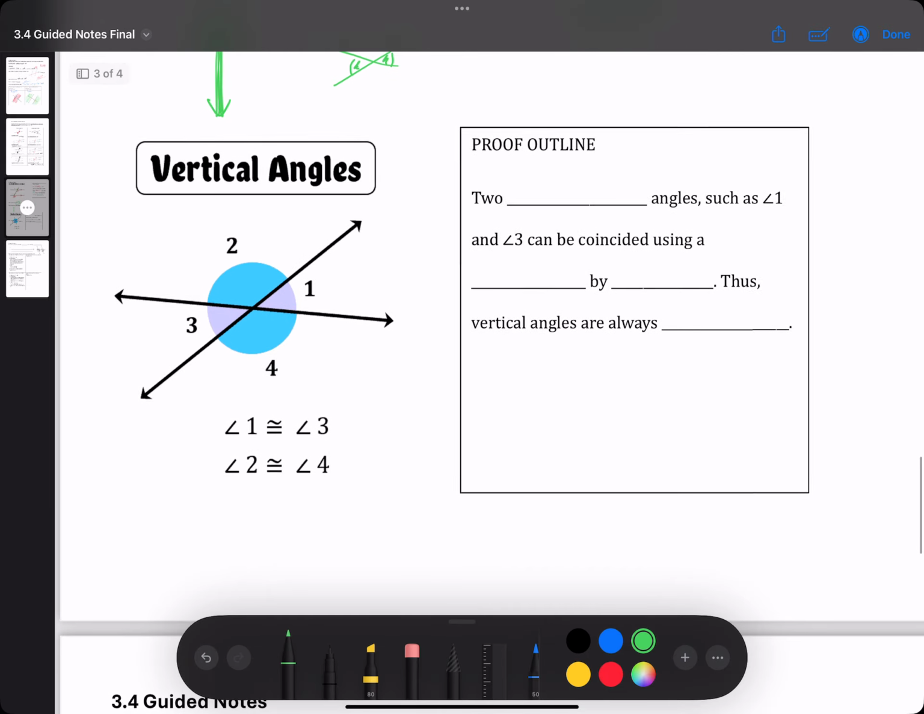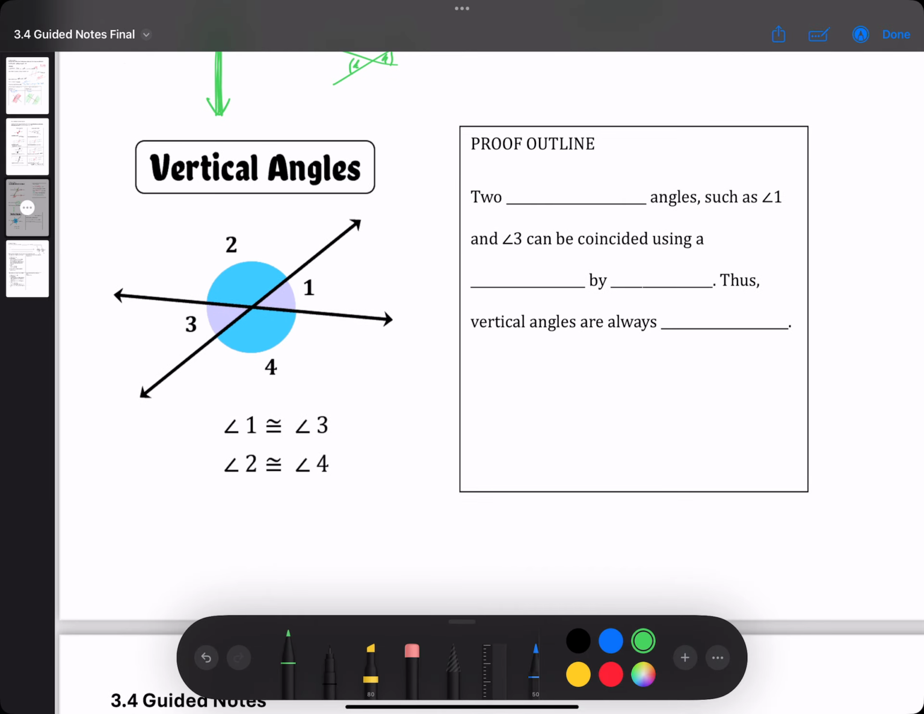And here we're going to show why we know that vertical angles are always congruent to each other. So for example, 1 and 3 are vertical angles, and the other pair of vertical angles, can you see what they are? Angles 2 and 4 are vertical to each other. So such as angle 1 and angle 3, two what angles? Those are called vertical angles.